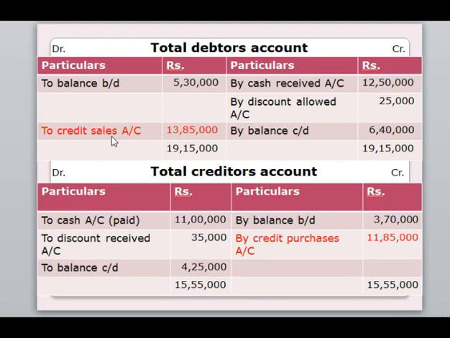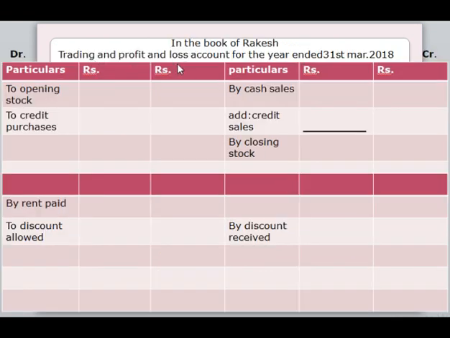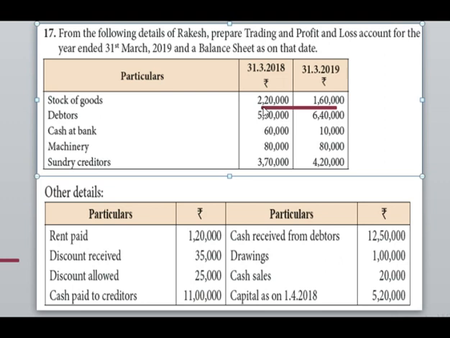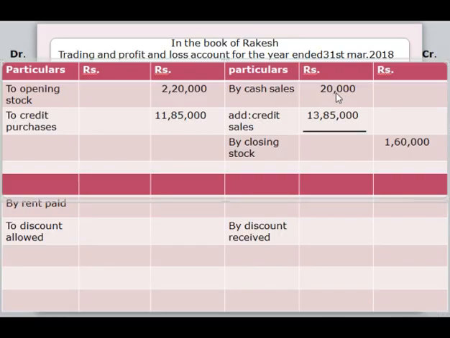Next, we have to substitute the amount of credit sales and credit purchases in the trading and profit and loss account. The amount for opening stock is 2,20,000 and the amount for closing stock is 1,60,000 and the amount for cash sales is 20,000. If we add cash sales with credit sales, which is 20,000 plus 13,85,000, it gives you 14,05,000.